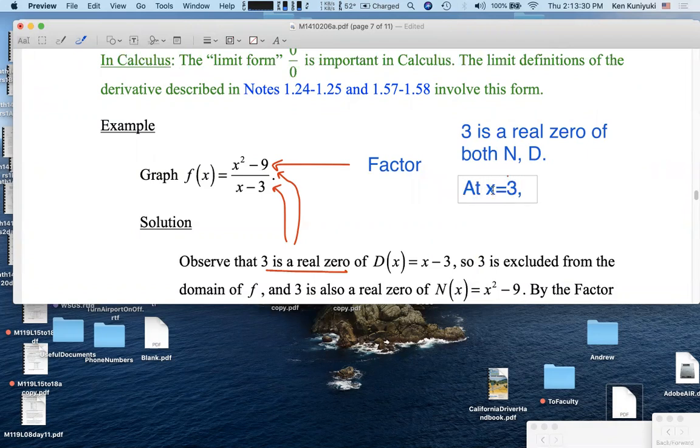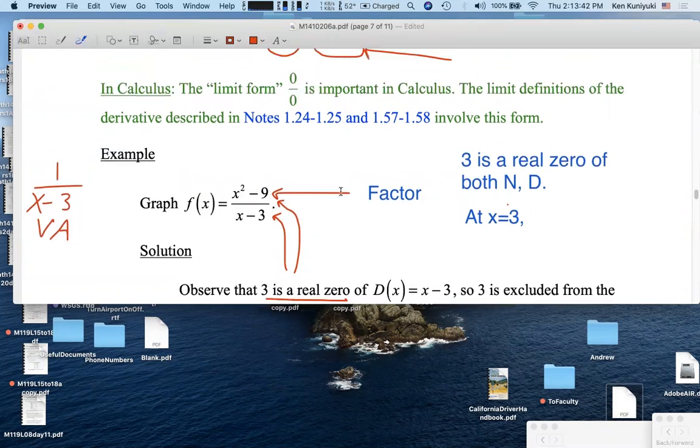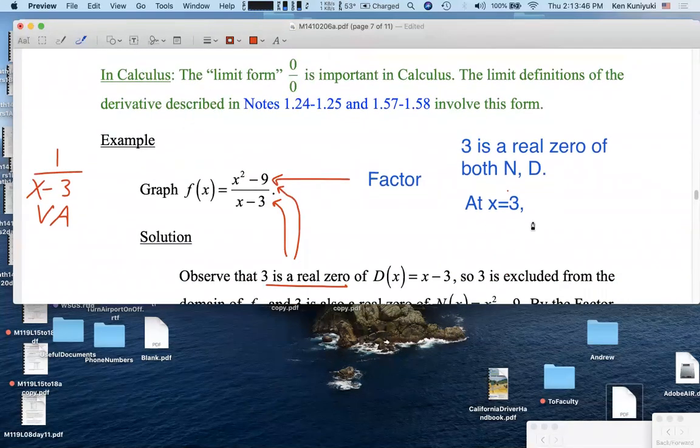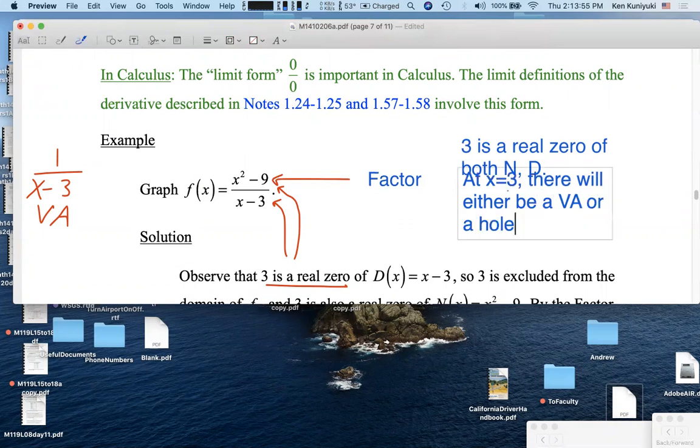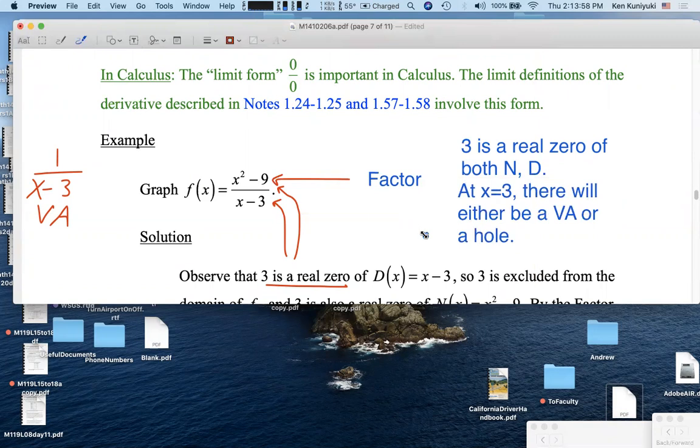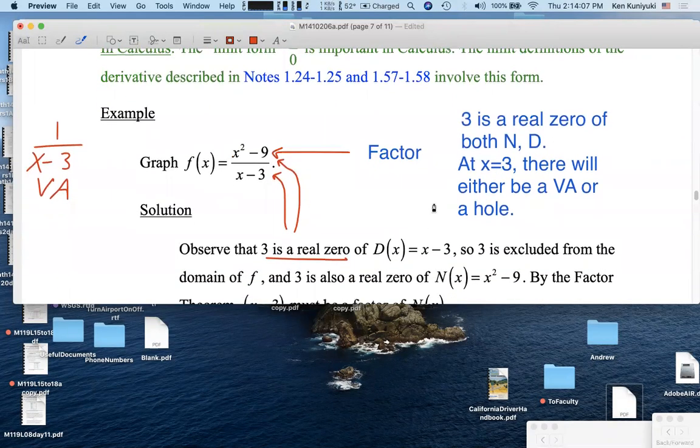At x equals 3, you know, before, when we had like 1 over x minus 3, we knew we had a what at x equals 3? We knew we had a VA. But here, since this is not simplified, it turns out that there could be a hole. So right now, at x equals 3, we can say that there will either be a VA, a vertical asymptote, or a hole. It's going to be one or the other. But which is it? Are we going to get a VA or a hole? All right. Bear in mind that if 3 had not made the denominator 0, then we would have had a point, a bona fide point.